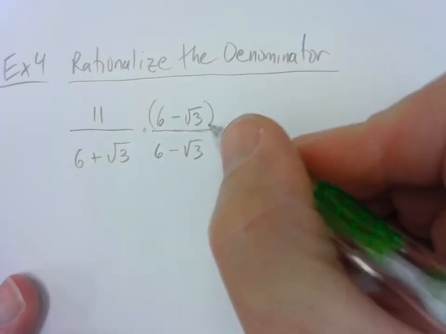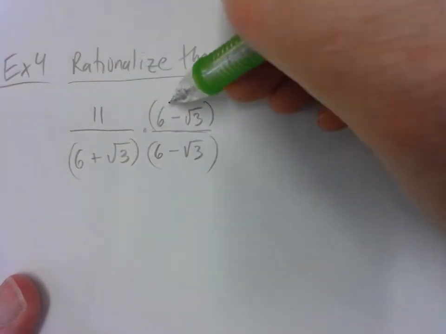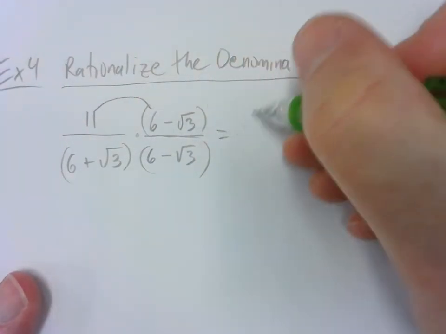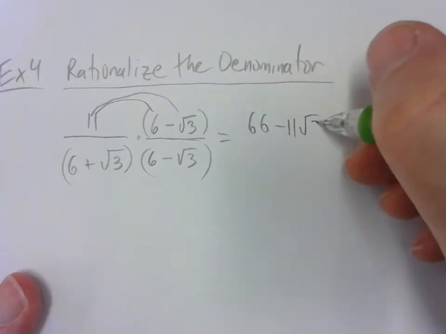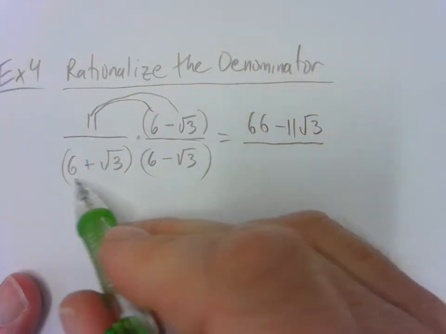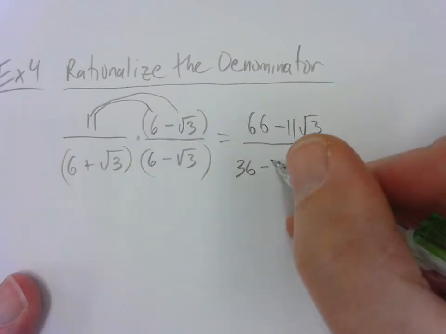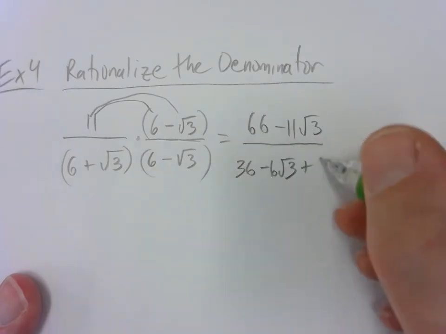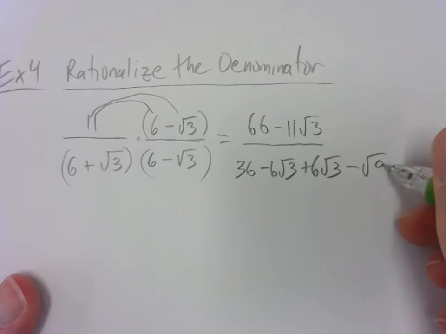Parentheses around this. Let's put parentheses around that. That way it looks more like FOIL. Okay, the top is not FOIL. The top is just straight up distributing. So 11 times 6 is 66. 11 times this would be minus 11 radical 3. And then this times this would be 36. This times this is minus 6 radical 3. This times this is plus 6 radical 3. And this times this is minus square root of 9.